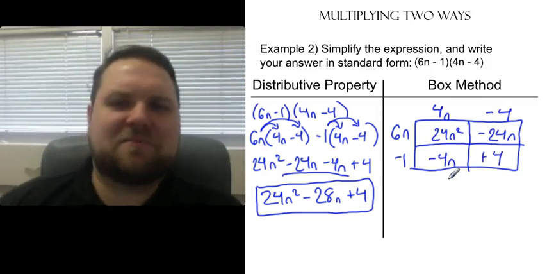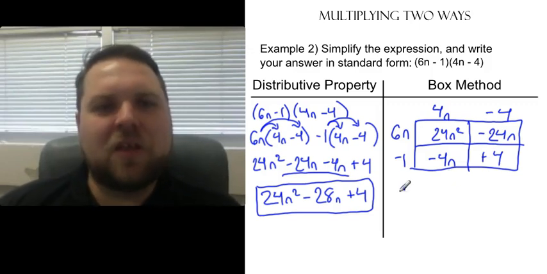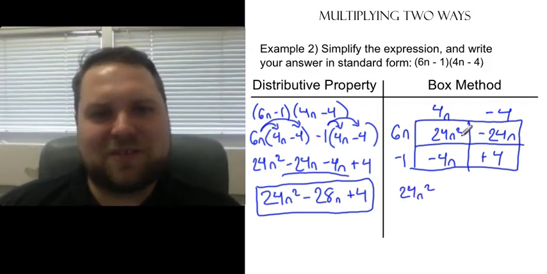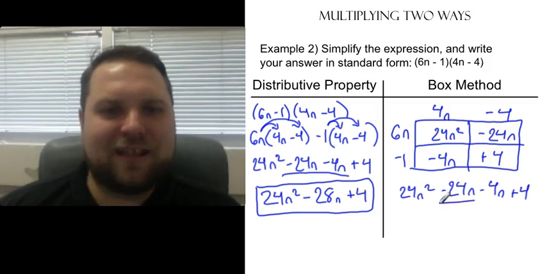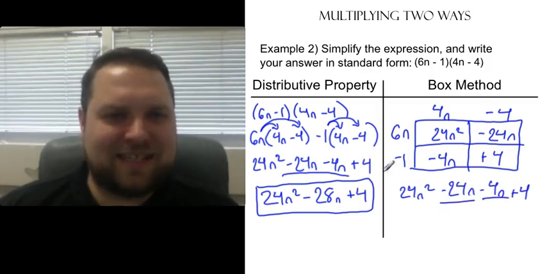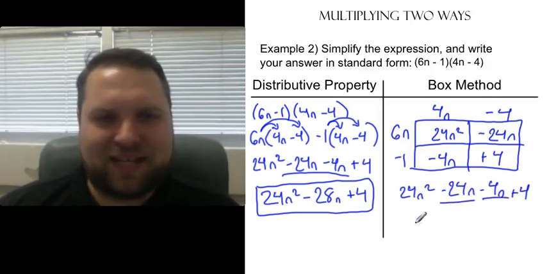Didn't really have to write positive, but hey, nobody got hurt. Rewrite each individual one, 24n squared minus 24n minus 4n plus 4. And you can see now it's the exact same situation as before. Combine like terms, and I get the same answer right there.